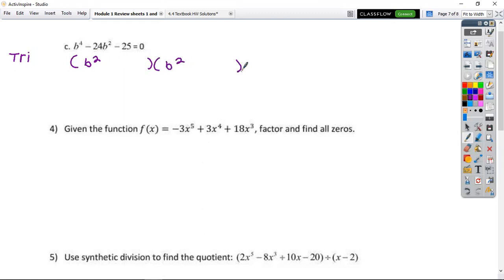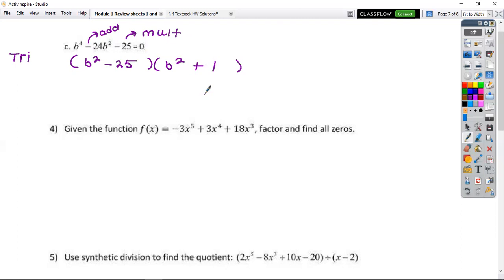Okay. Now I'm going to find 2 numbers that multiply to be negative 25. And they need to add to be negative 24. You may ignore that b squared if it's helpful for you. So multiply to negative 25, adds to negative 24 would be negative 25 and, good, positive 1. So just like that. So now we're going to continue and keep going.